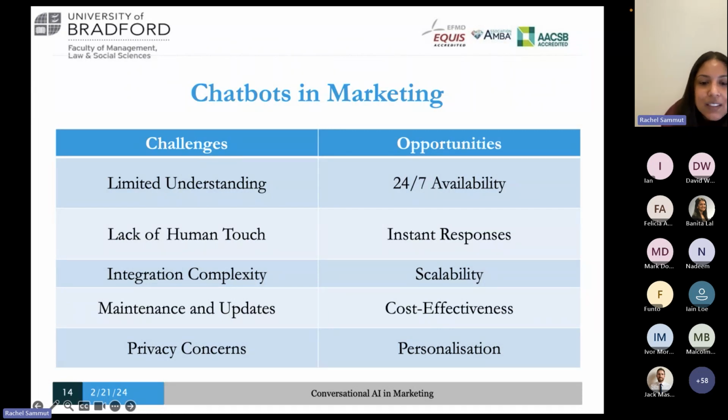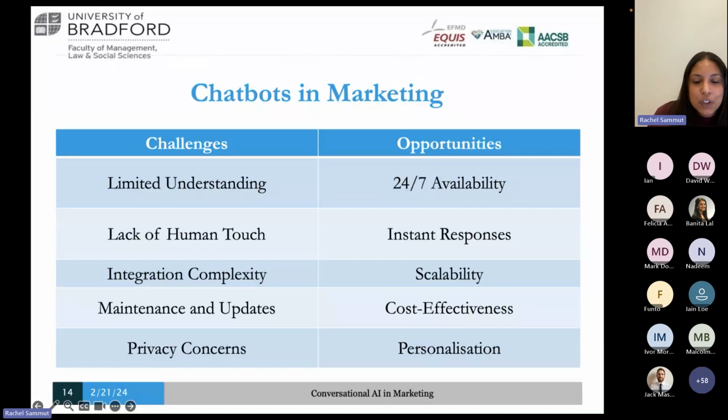Challenges also include things like integration complexity. Integrating chatbots with existing systems and processes can be quite challenging for marketers, and it will likely require coordination between different teams and departments, which can be quite tough. Now, because, as I mentioned, chatbots are usually rule-based, they do require regular maintenance and updates to ensure they remain effective, unless they are AI-based where they're constantly learning.